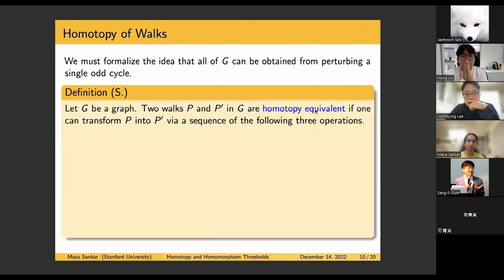So I guess now I want to tell you a little bit about the topological notions I used. So we want to formalize the idea that all of G can be obtained by perturbing a single odd cycle. And so I defined this notion of homotopy equivalence, which says two walks are homotopy equivalent if you can go from one to the other via a sequence of perturbations.